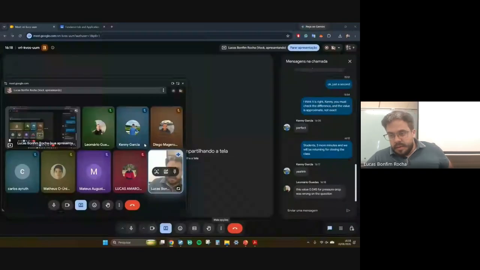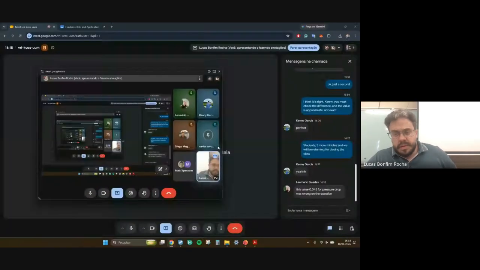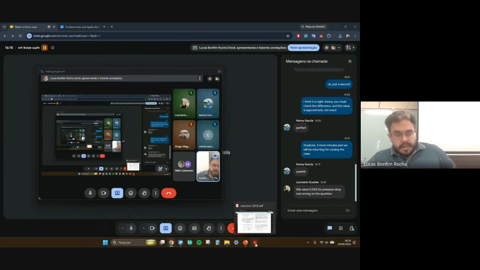Screen. It's not showing for the okay. Thank you, Mateus. I think it was appearing, but now I will change here again, because when I change it, it stopped sharing. Okay, thank you, Mateus. Okay. Leomario said this value was wrong in the question, but don't worry, Leomario, I will check it and I will correct it if necessary.